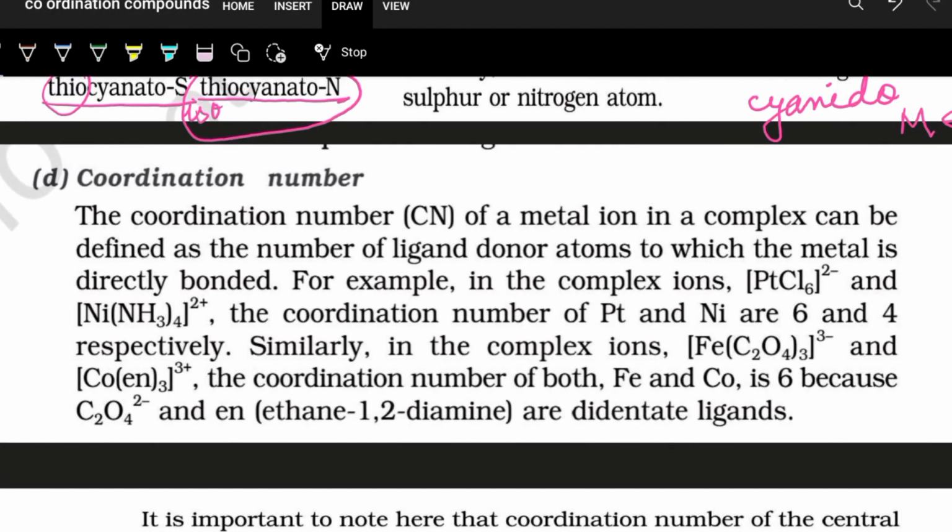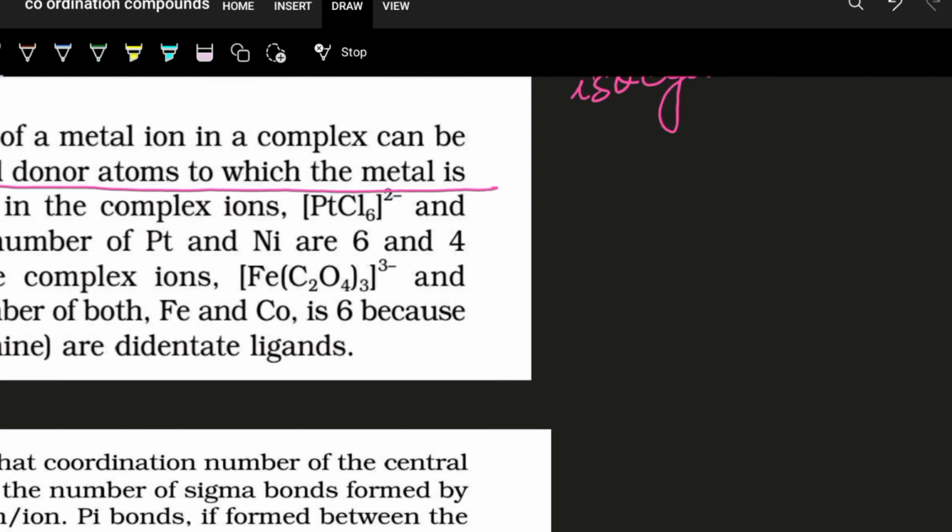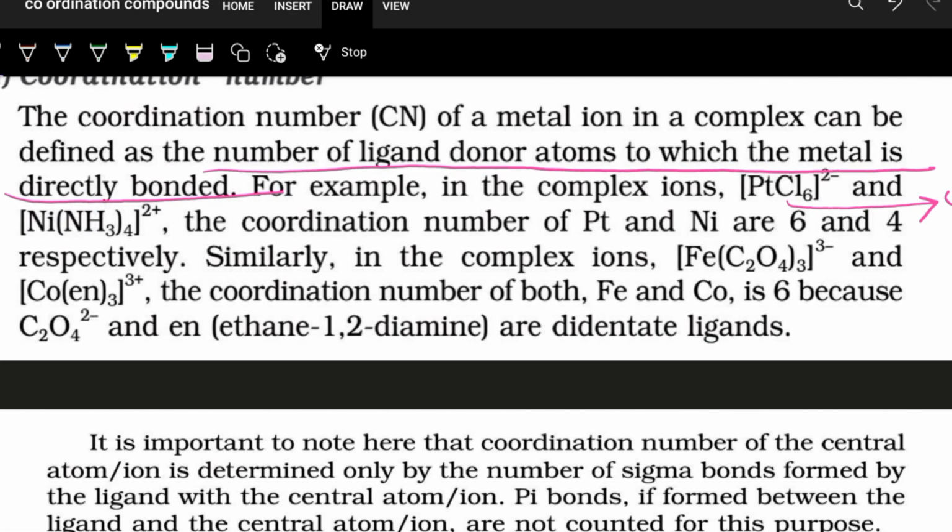So, the coordination number depends on denticity of the ligand. That means how many bonds it is actually forming. It's the number of ligand donor atoms to which the metal is directly bonded. Like, let us apply PtCl6 2 minus. Here these are monodentate ligands and they are 6 in number. So, coordination number is equal to 6. Now over here again monodentate ligands, 4 in number, coordination number is 4.